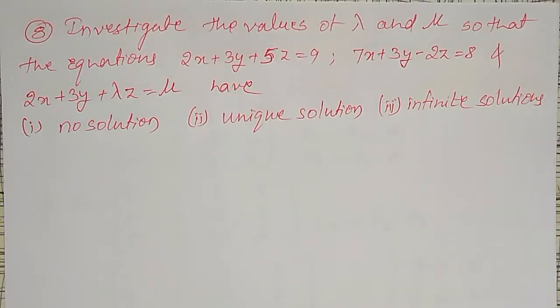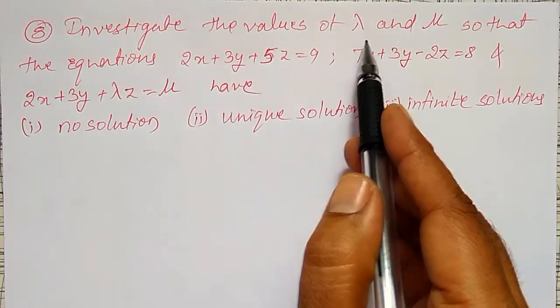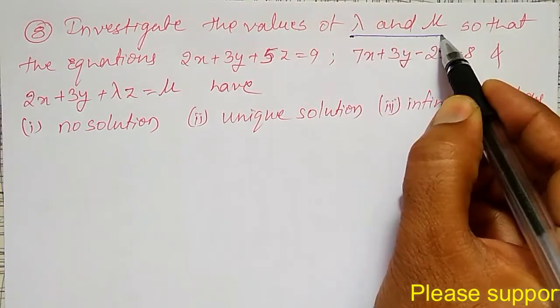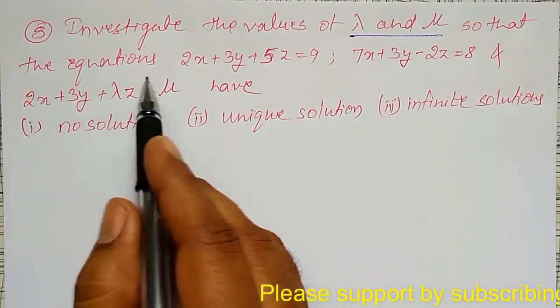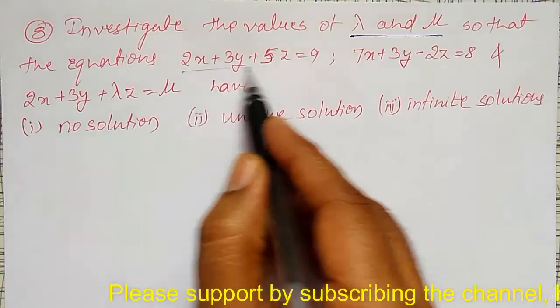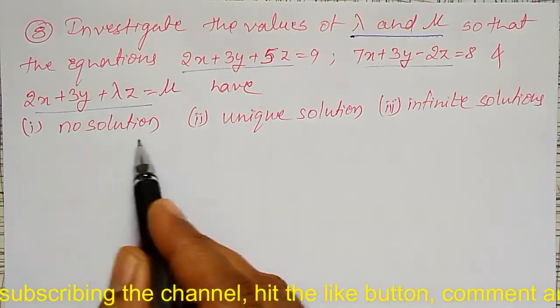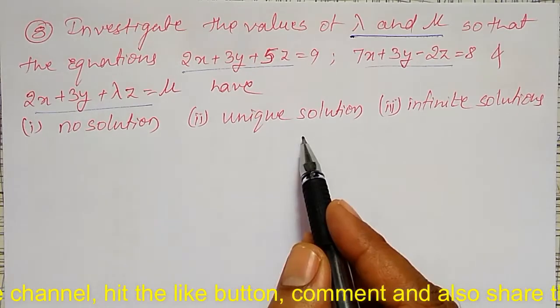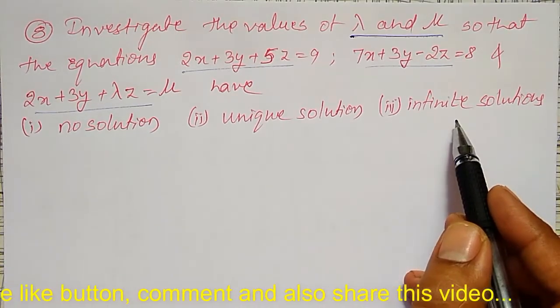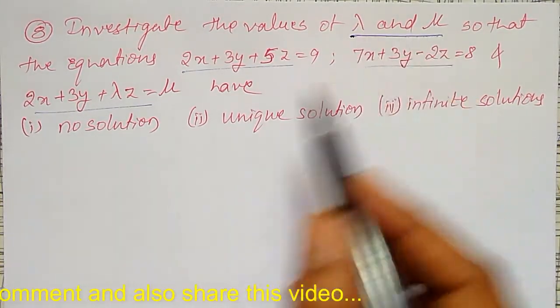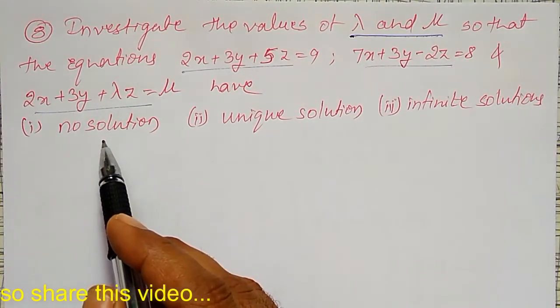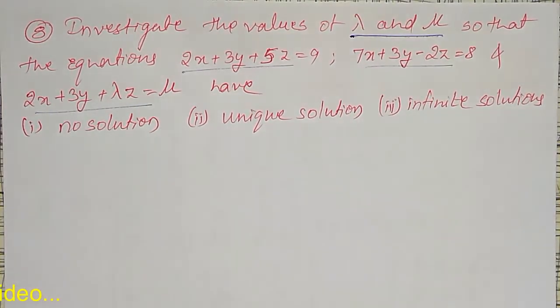In this video, I will solve one interesting problem: investigate the values of lambda and mu so that the given system of three equations has no solution, unique solution and infinite solutions. For which values of lambda and mu the system of equations has no solution, unique solution and infinite solutions, I have to find here.